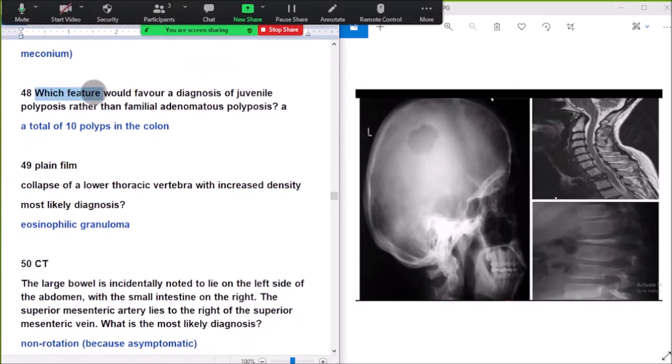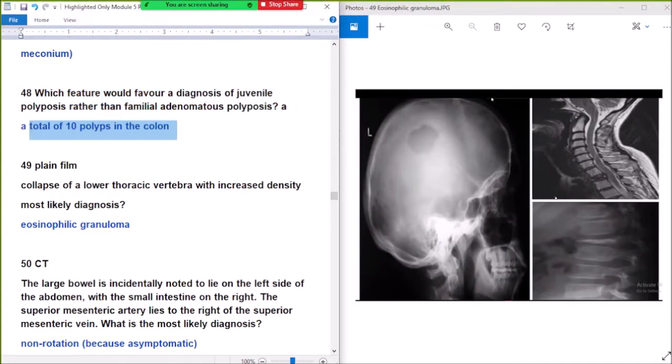2048. Which feature would favor diagnosis of juvenile polyposis rather than familial adenomatous polyposis? Total of 10 polyps in the colon. Out of all the options, this is the best.